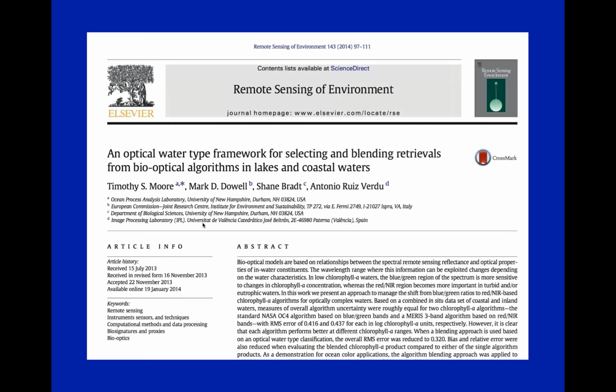Can this be applied to satellites? It can be. It can model any satellite because it was designed on hyperspectral data. So this would work with any satellite platform. Can it be used for UAVs?